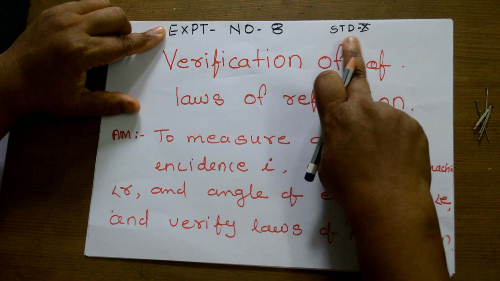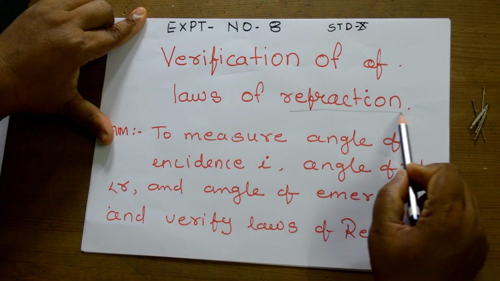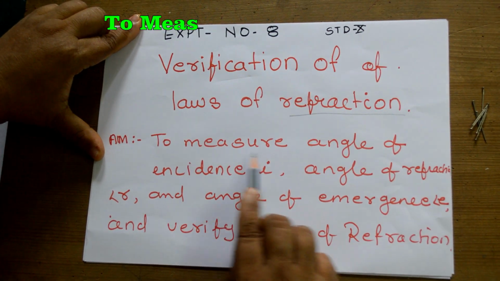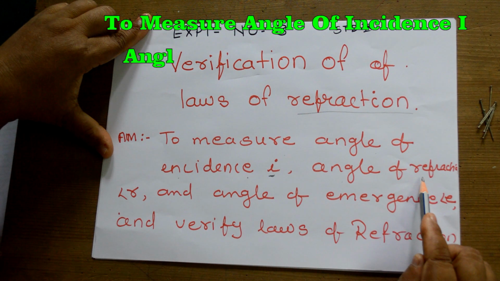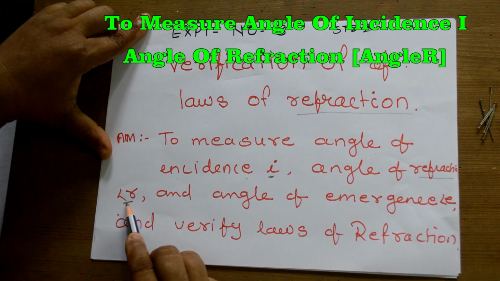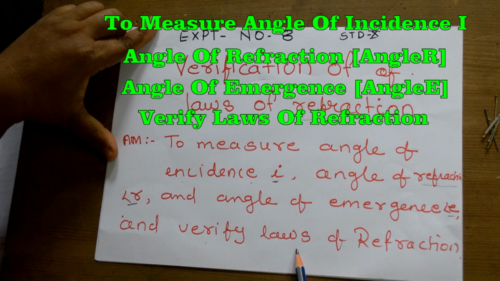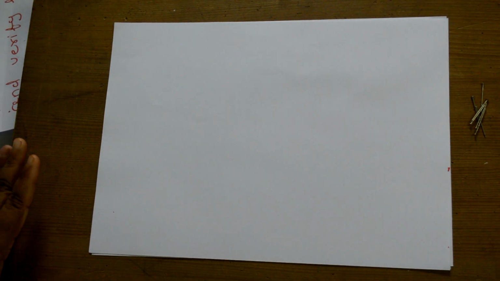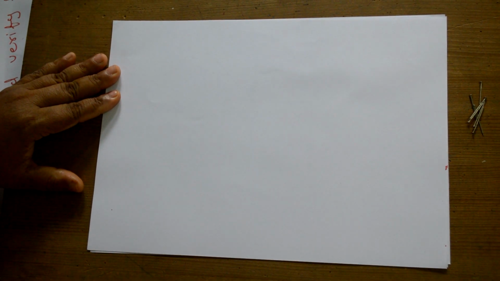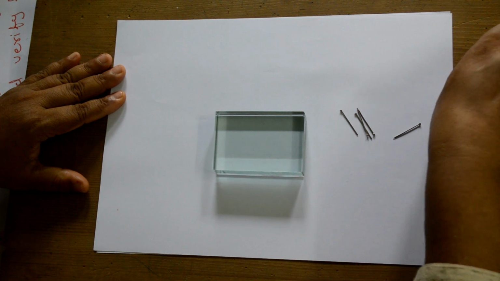Experiment number 8 of standard 10, that is verification of laws of refraction. The aim of the experiment is to measure the angle of incidence I, angle of refraction R, and angle of emergence E, and then verify the laws of refraction. For this, we will be requiring the drawing board, which you can see here, the plain paper, the glass slab, and drawing pins, or common pins.